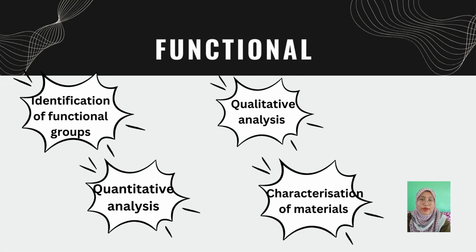Next, quantitative analysis. By analyzing the intensity of absorption peaks, FTIR can be used for quantitative analysis. This helps in determining the concentration of a specific component in a mixture. Next, characterization of materials. FTIR is widely used in material science to characterize polymers, nanomaterials, coatings, and other materials, and helps in understanding their chemical composition, crystallinity, and structural properties.